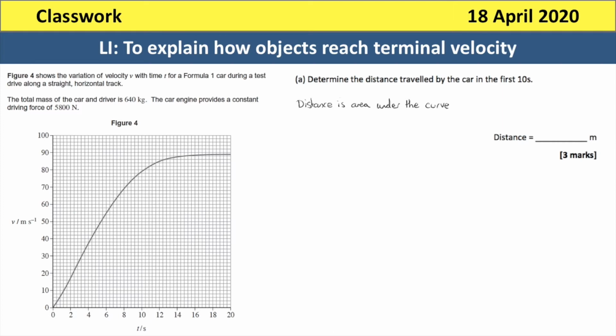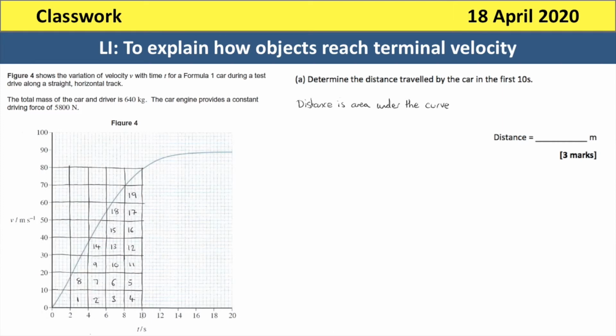Now, we need to be able to work out the area under the curve, and we will do that by estimating the number of squares underneath it. If I was doing this in the exam myself, I would very lightly in pencil draw some squares on like so. I'd do it quite quickly obviously and count how many squares we've got.